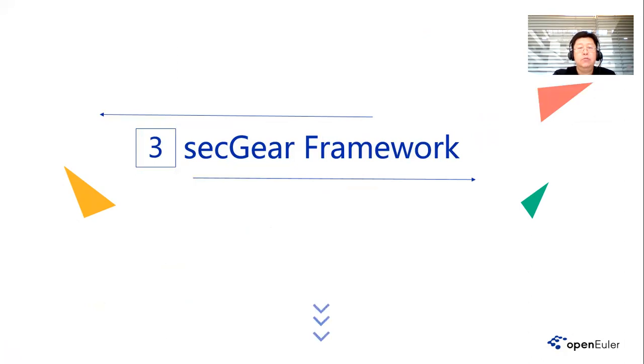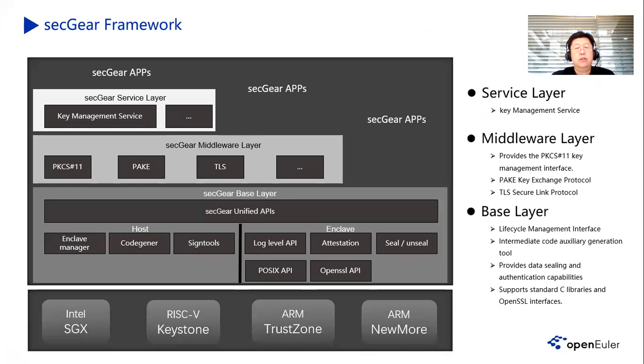Okay, then let me introduce our SecGear framework. From the stack, you can see the SecGear framework supplies several layers. The base layer supplies the unified basic API to the applications, and the middleware layer supplies several standard middleware implementations for developers. And also the service layer. The service layer is a ready-to-use layer that can be deployed directly.